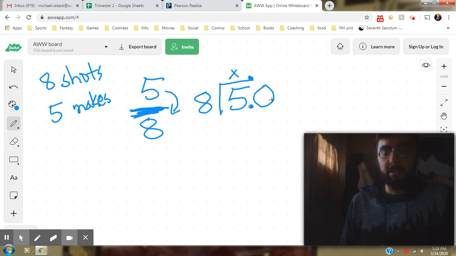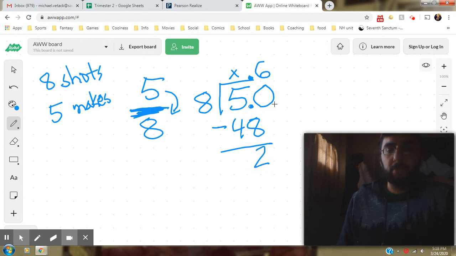So 5.0 does not change the value of this, so we're still good. So 8 goes into 5.0. 0 doesn't go in, but 8 does go into 50. And I'm sure you're yelling out that it goes in 6 times. So 6 times 8 is 48, and that gives us 2. We don't want to stop there, so we'll bring down another 0. 8 goes into 20 2 times. 2 times 8 is 16.